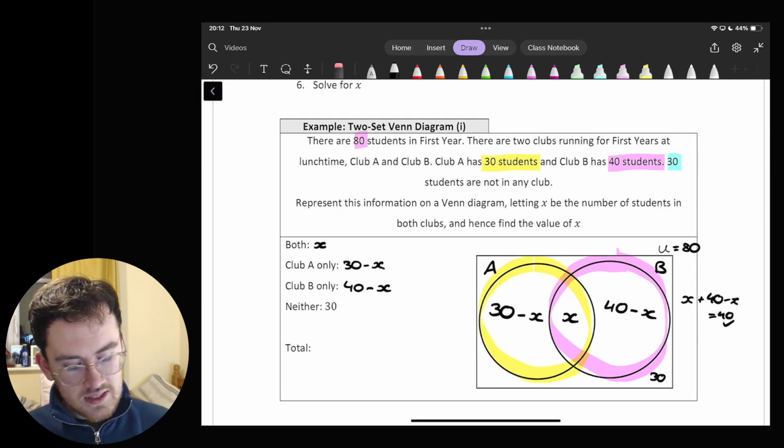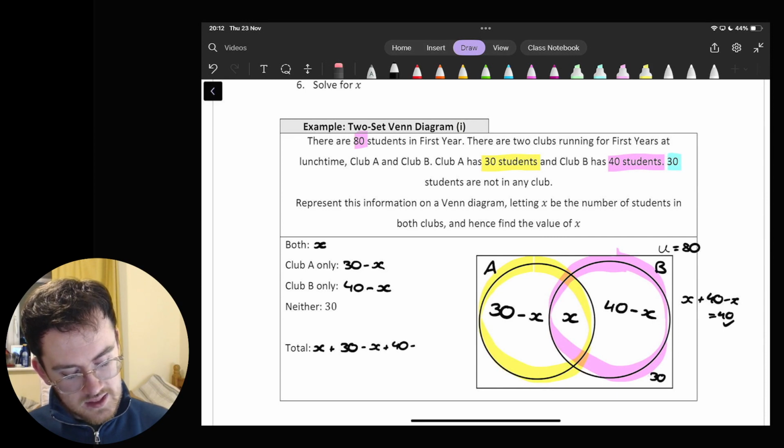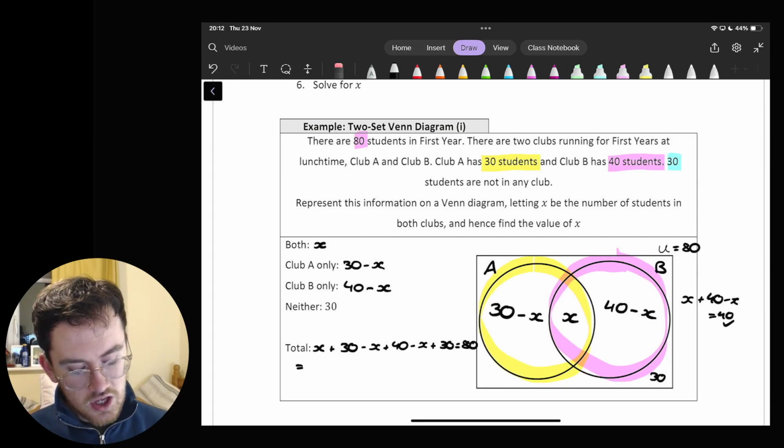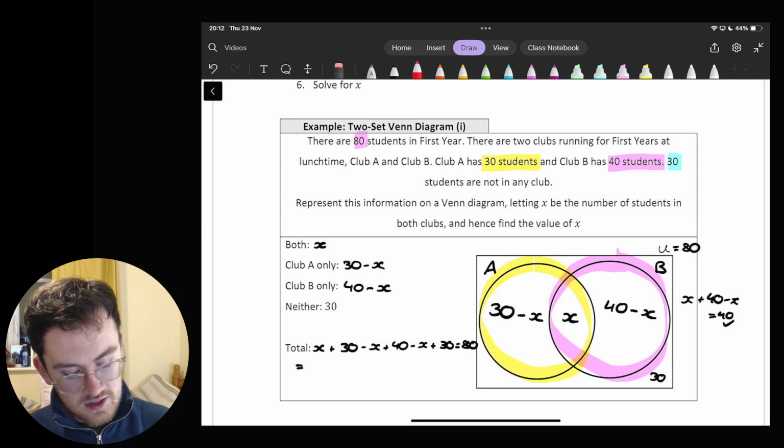And what we can do now is take each of those sections and add them together. I know that when I sum all of these, my answer should be 80, because I'm told that in the universal set there are 80 students in first year altogether. So adding all that together, the plus x and minus x are just going to be eliminated. So I'm going to look at my numbers first of all.